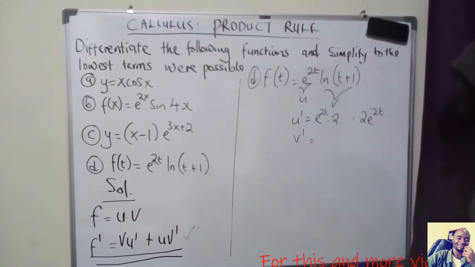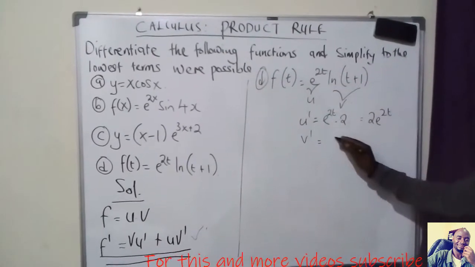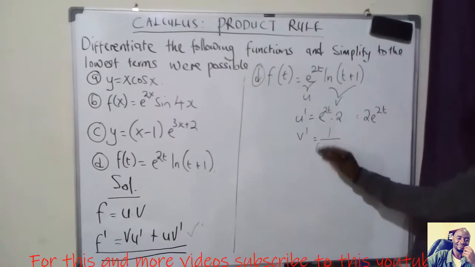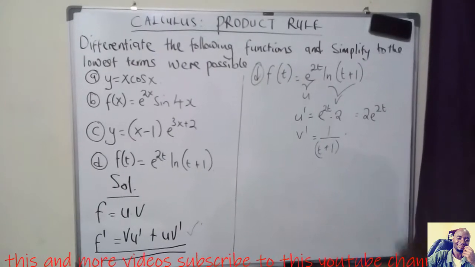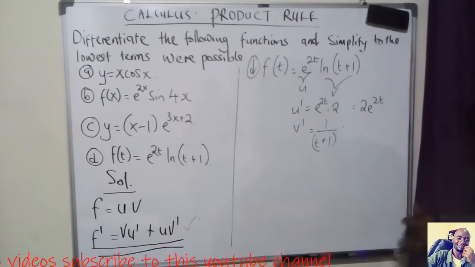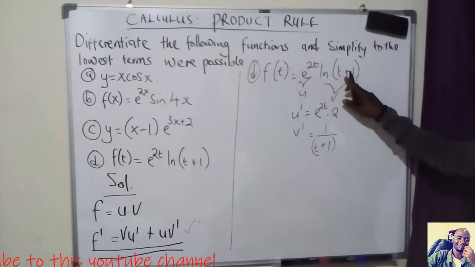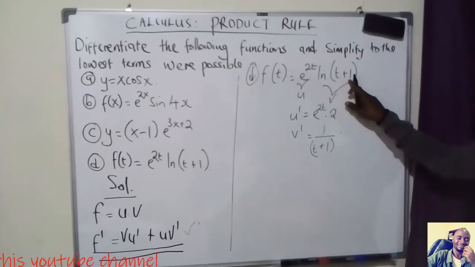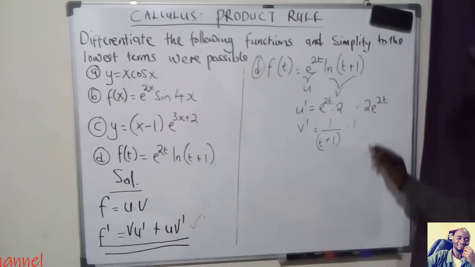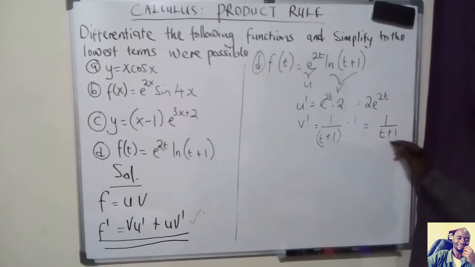Then we come to v prime, which is the derivative of v. When you are differentiating ln of a function, it is 1 over the same function, then multiplied by the derivative of the function which is inside here. We use what we call chain rule, which was discussed in the previous video. So this one, t plus 1, when we differentiate, the 1 will be 0, then t, we are going to get 1. So here, this will end up to be 1 over t plus 1.